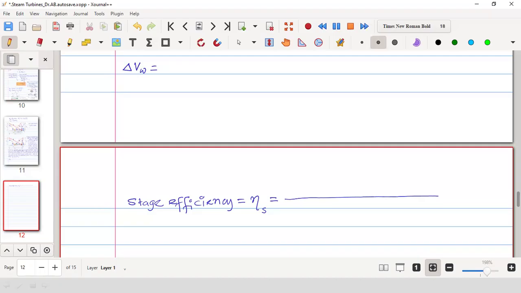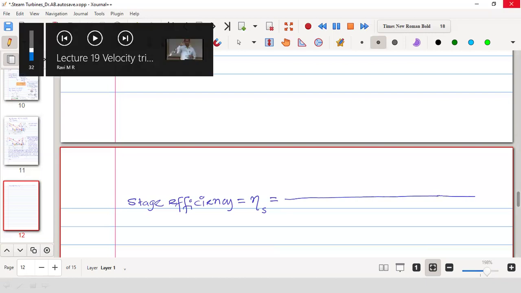Okay, so stage efficiency here. Huh? Please repeat once.